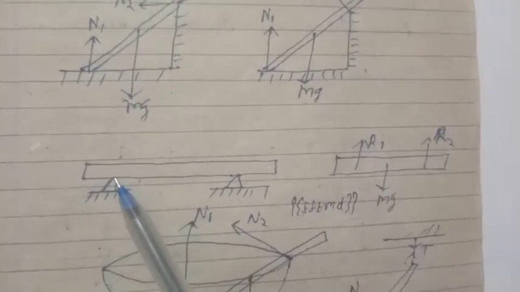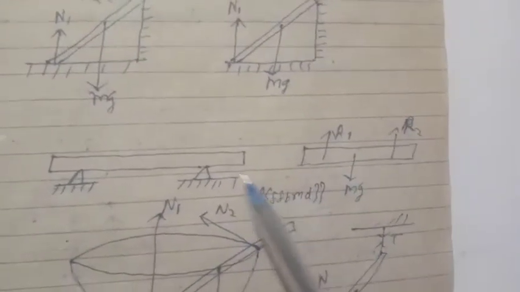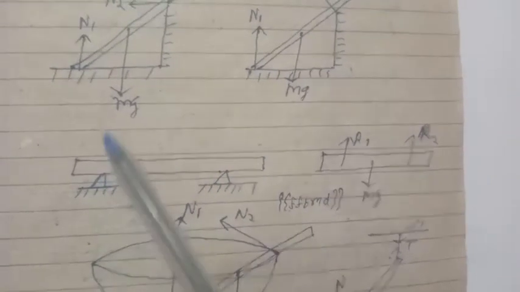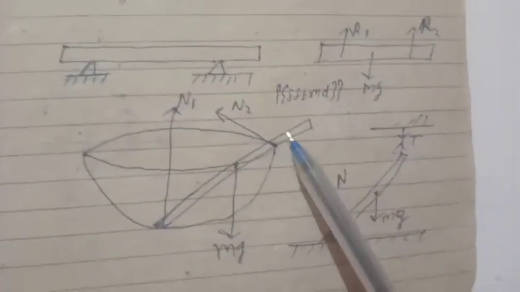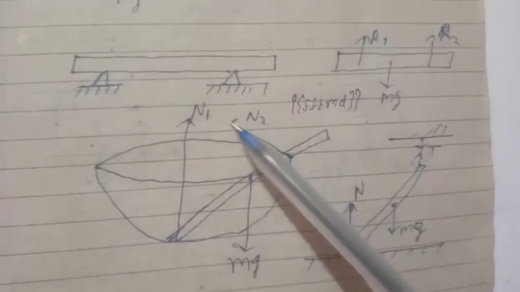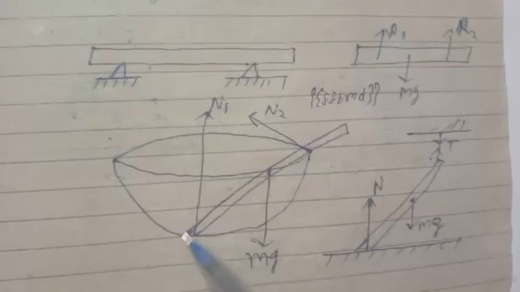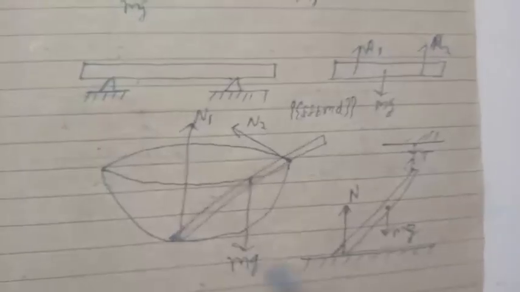At this point the normal reaction, or normal contact force, is in this direction. Here R1 and R2 are shown. For this one is R2 and for this one is R1, and the weight of the body is acting vertically downward. Now a rod is placed in a ball, then this situation will arise. Normal force will be acting in this direction. Here the normal force is vertically upward and weight is acting in the downward direction.